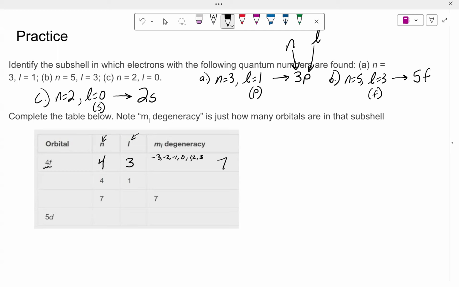Now, if you look at the next row, we have to figure out what the orbital is. Well, n is 4 and L is 1. What letter does 1 correspond to? That corresponds to P. Now, if L is 1, the possible values of M sub L are -1, 0, and +1. The P subshell has 3 orbitals that are equal in energy.